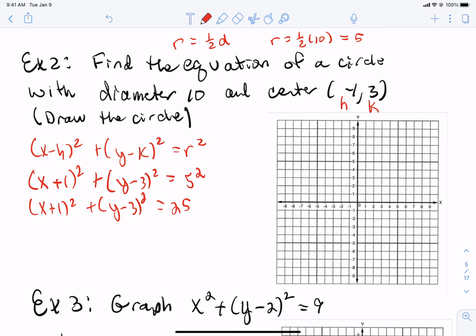Let's go to the point negative 1, 3. Put a dot, label it with a C for center. Our radius is 5, so we're going to count up 5, down 5, left 5, and right 5 from the center, and do your best to make something that looks like a circle.